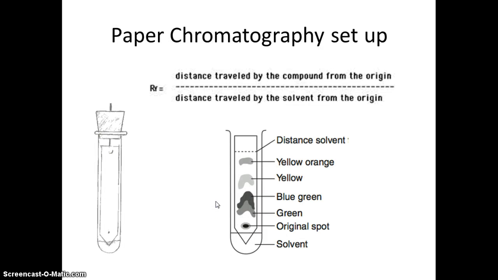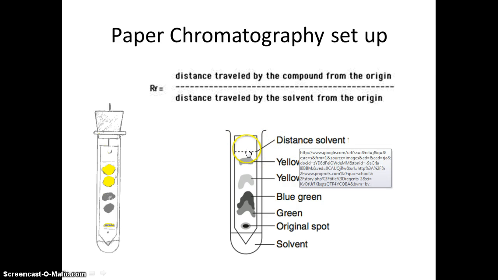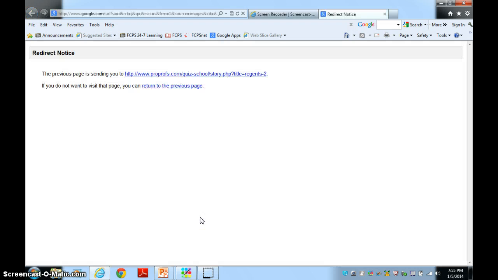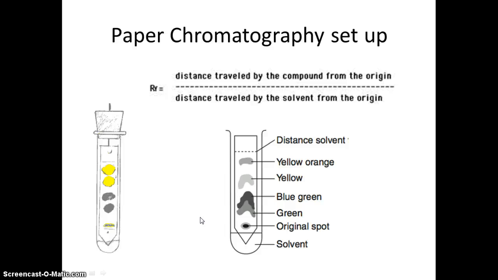If you remember in class, we separated the chlorophyll pigments in spinach leaves, and we saw that it had many pigments. The way we calculated the pigments is what we call the RF value. First we measure the distance of the solvent, and that's going to be the denominator, and then we measure from the starting point to each pigment, and that's going to be the numerator, and that's how you calculate your RF value.